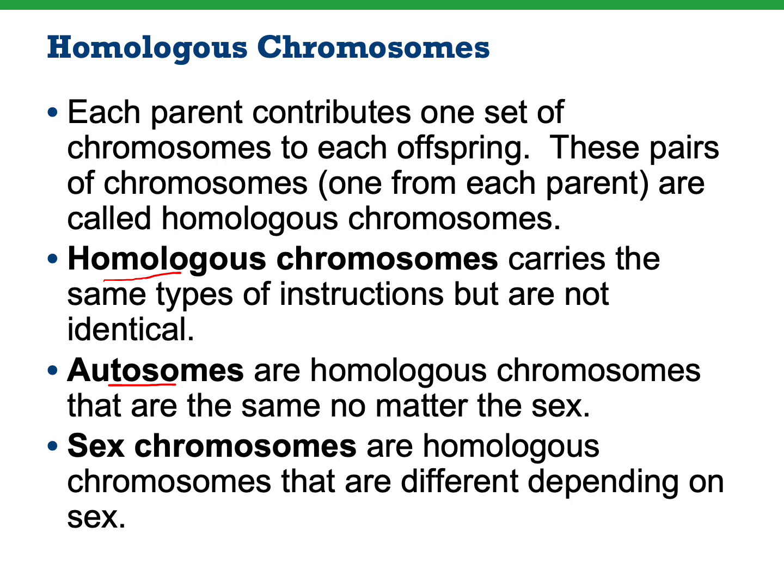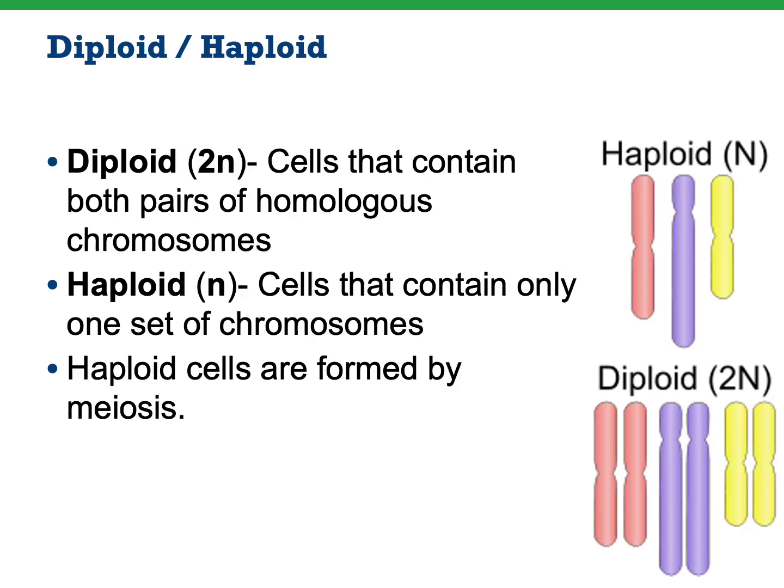Autosomes refer to homologous chromosomes that are the same no matter the sex, while sex chromosomes are homologous chromosomes that are different depending on the sex, like X and Y chromosomes for us. We can then differentiate between diploid cells, cells that contain both pairs of homologous chromosomes, like somatic cells, and haploid cells that only contain one set of chromosomes, like germ cells. Haploid cells are formed by meiosis.